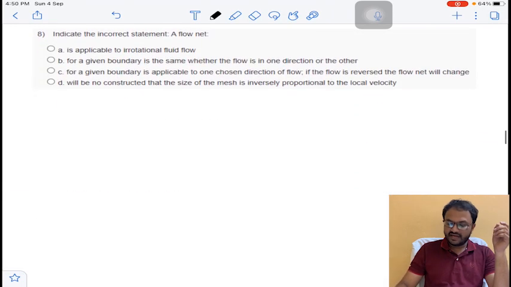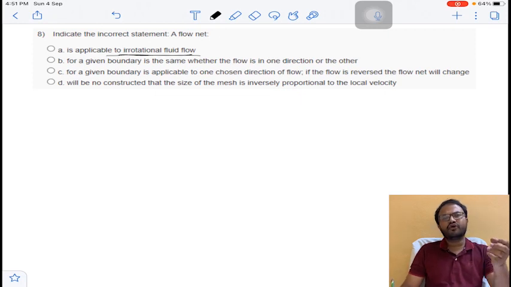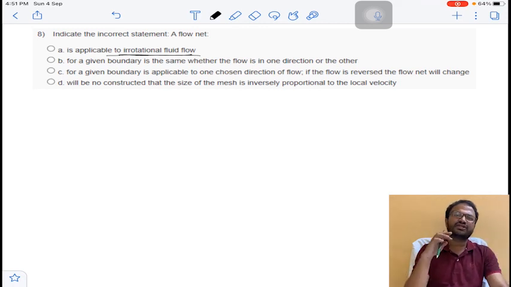Coming to indicate the incorrect statement about a flow net. The basic thing is that a flow net is a combination of phi lines and psi lines intersecting normal to each other. It is applicable to irrotational fluid flow. Obviously, a flow net is applicable only for irrotational flow because the stream function will exist only for irrotational flow. Since the stream function exists only for irrotational flow, and a flow net is a combination of the stream function and velocity potential function, the flow net will also exist only for irrotational flow. So statement 1 is correct.